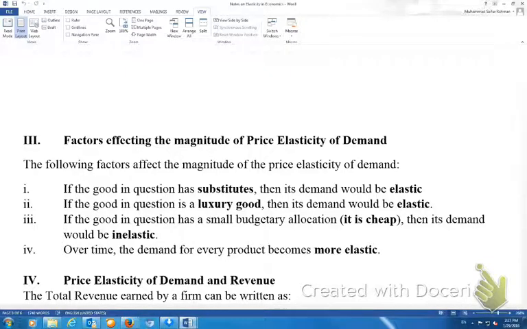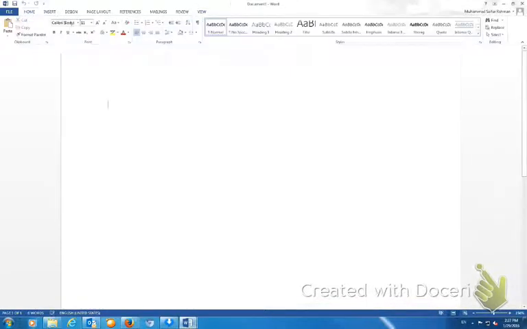What do you mean by that? In order to understand that, let us go back to our board one more time and try to understand the difference between an elastic and an inelastic demand curve.